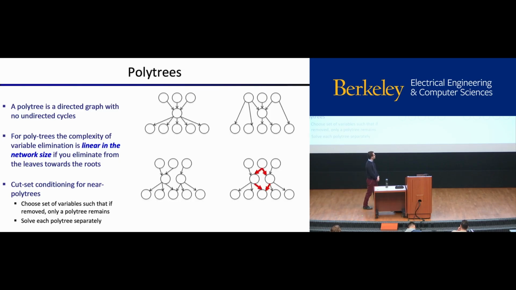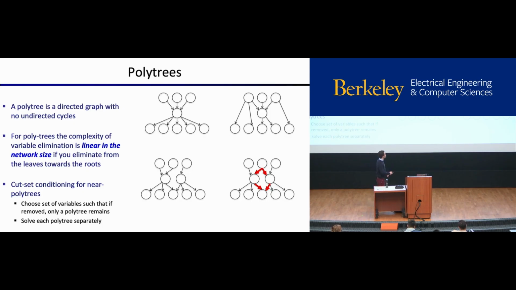So if we look at this particular set of edges and we ignore the arrow pointing in the down direction, then we get a loop, right? We could go from the top all the way around back to the top. So that's not a polytree. But the other ones are. They're all directed graphs with no undirected cycles. And so for polytrees, the complexity of variable elimination turns out to be linear in the network size, provided that you pick the right ordering.